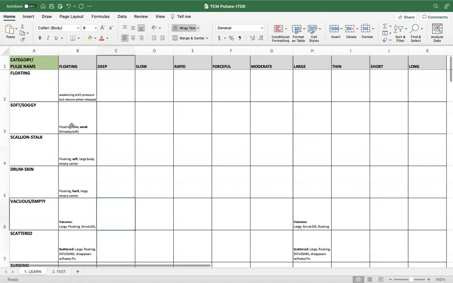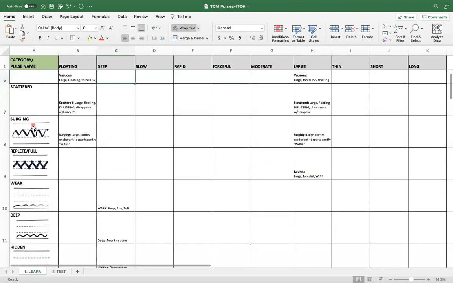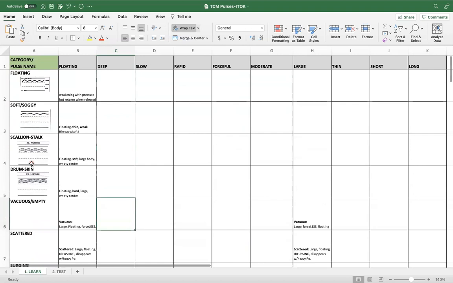In the Learn tab, we just have to memorize at the beginning. It will take a while to upload the pulse images that are here. And then we try to memorize the description of a floating pulse, and these are the 3 positions. So we have here the description of that pulse. This does not include any indication.